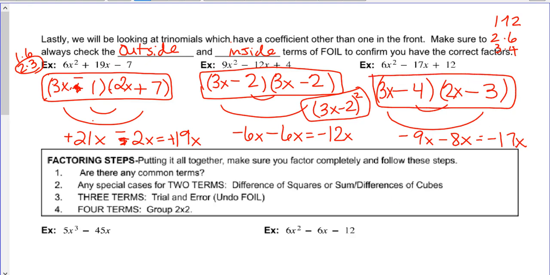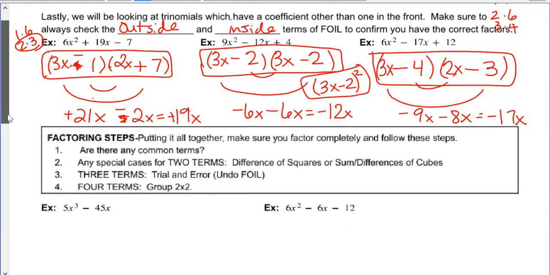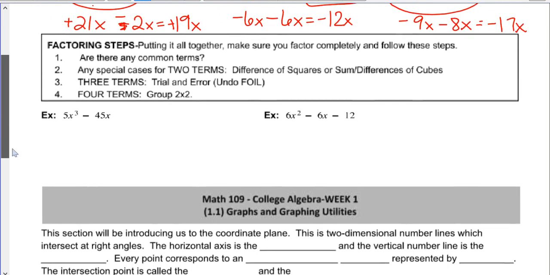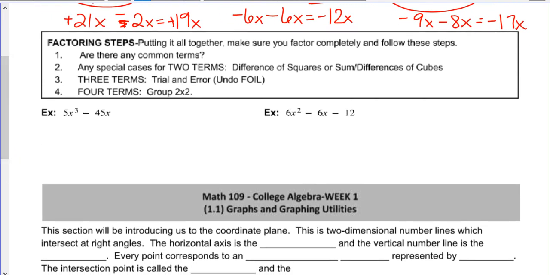Again, use your pencil because you'll end up making mistakes and having to erase on your trial and error. And that's okay. That's the best and easiest way that we can factor these down. All right, let's move on along.